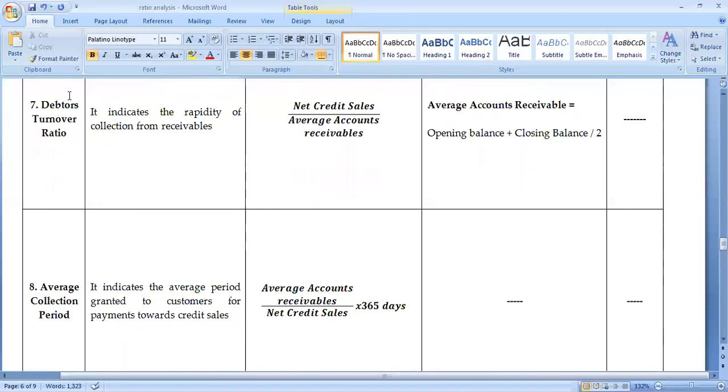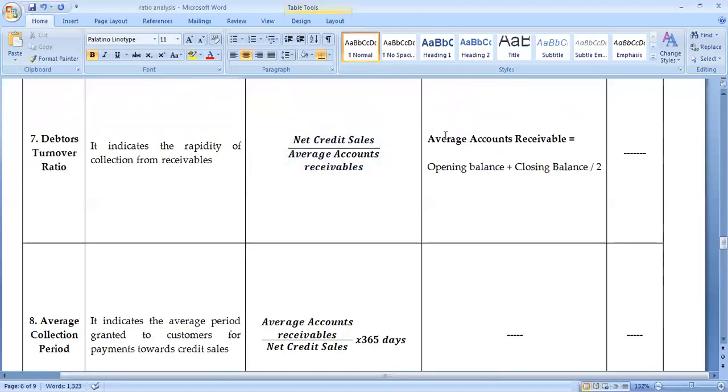Debtors turnover ratio. So debtors turnover ratio also indicates how well the firm is going to collect its receivables. So net credit sales will be compared with the average accounts receivable. So what is average accounts receivable? Opening balance plus the closing value, divided by the number of years. Usually they will give only 2 years data, so divided by 2. So here it is opening value plus closing value, two values taken and divided by 2.